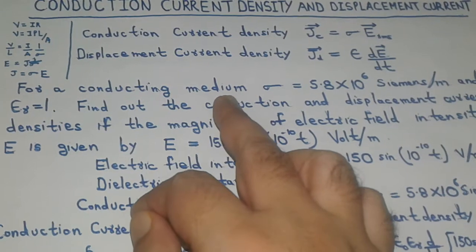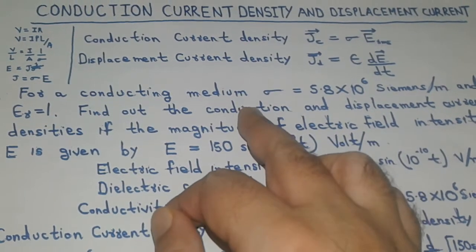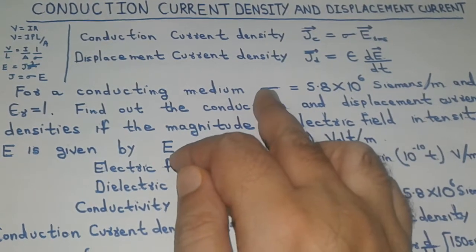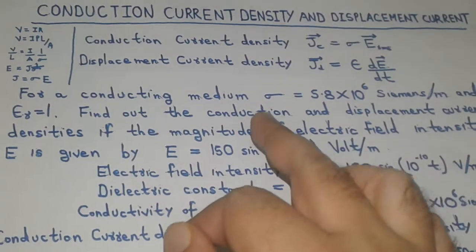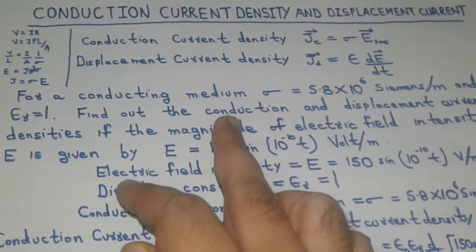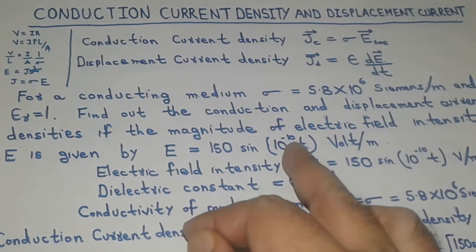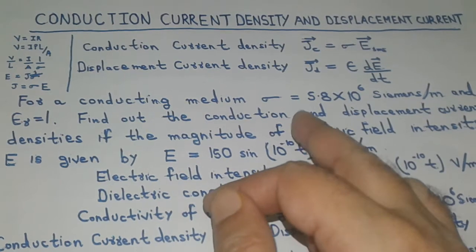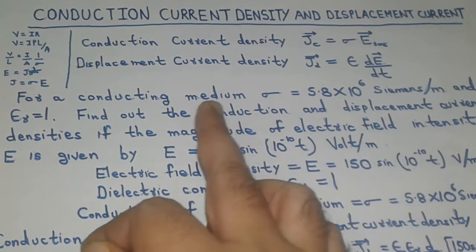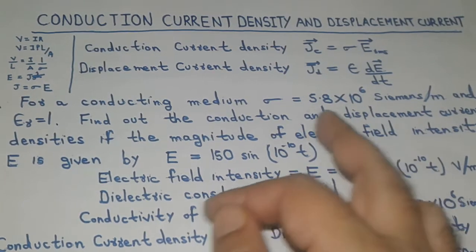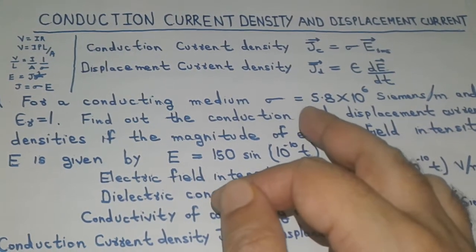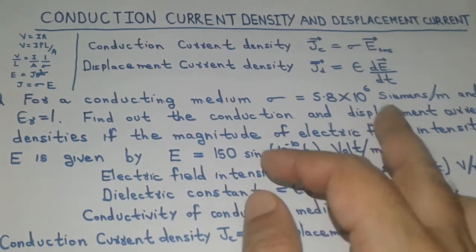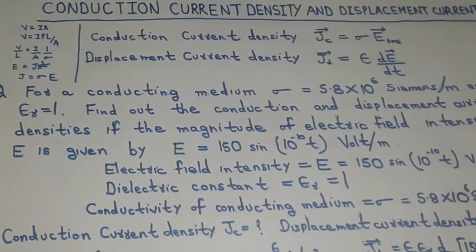In this question, we are given a conductor which is subjected to a time varying electric field and which has a known conductivity. Due to the application of a time varying electric field, a displacement current density is generated in the conductor, and due to the flow of current in the conductor, there is a conduction current density. So we have to determine both the conduction current density and the displacement current density in the conductor.